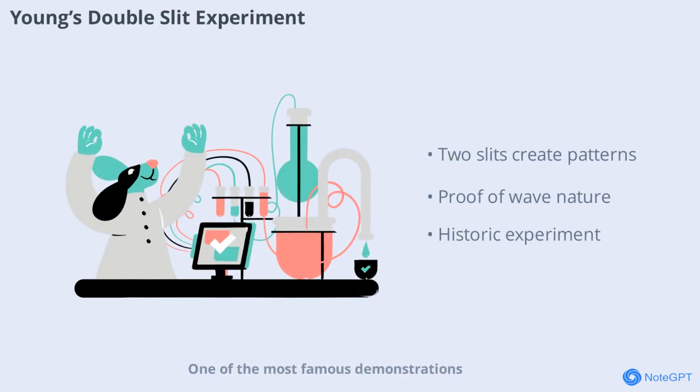One of the most famous demonstrations of interference is Young's double-slit experiment. In this experiment, light passes through two closely spaced slits and forms a pattern of bright and dark fringes on a screen. This pattern is clear evidence that light behaves as a wave, since only waves can produce such interference effects. The experiment not only confirmed the wave theory of light, but also paved the way for modern physics.